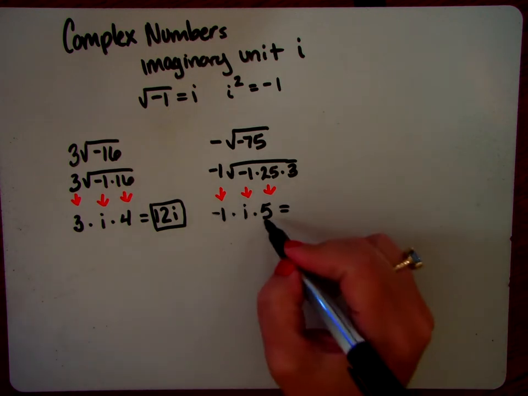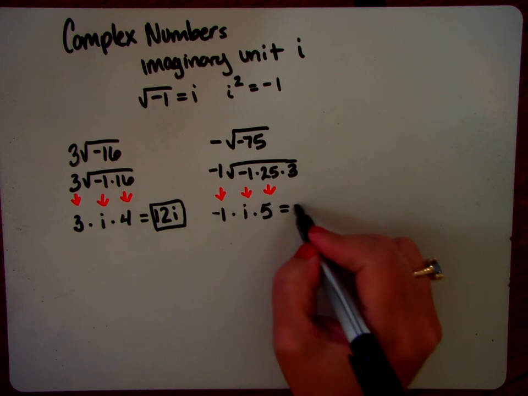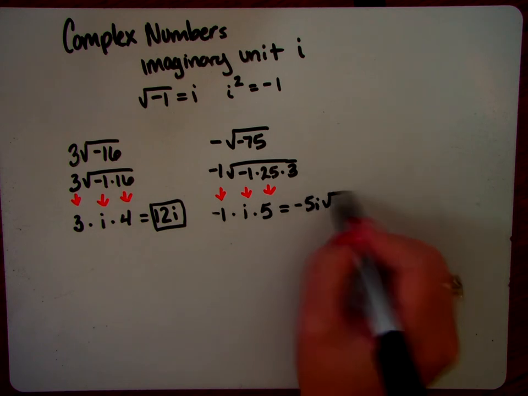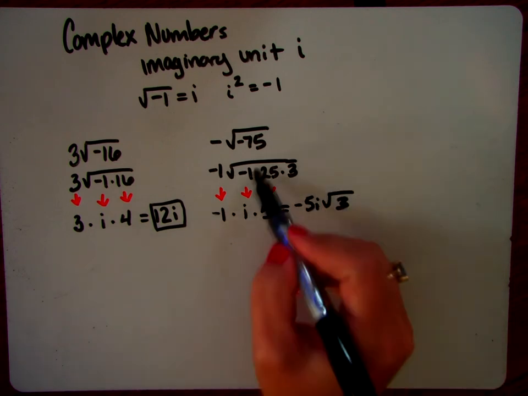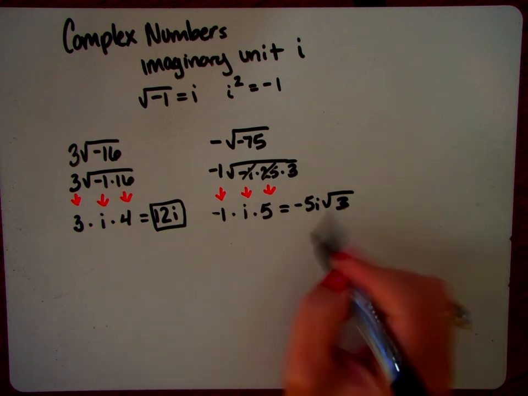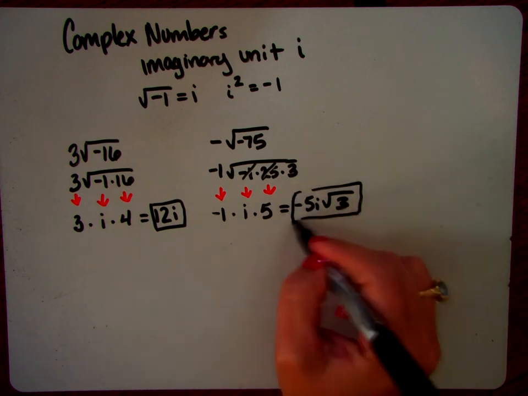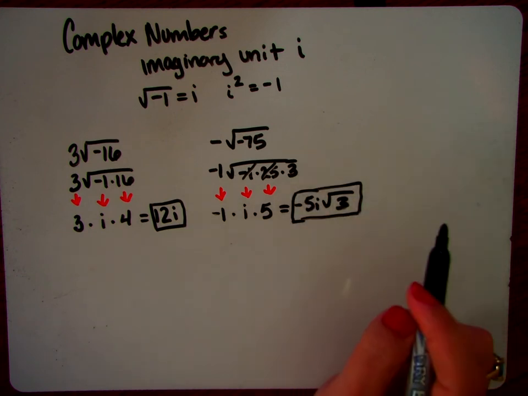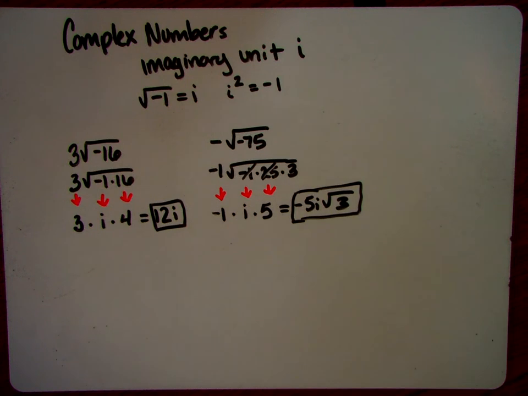So this is -5i, and the 3 I can't do anything with. So if you like to cross these out, you can, and you see that 3's left. So -5i times the square root of 3. Okay, that is just simplifying.